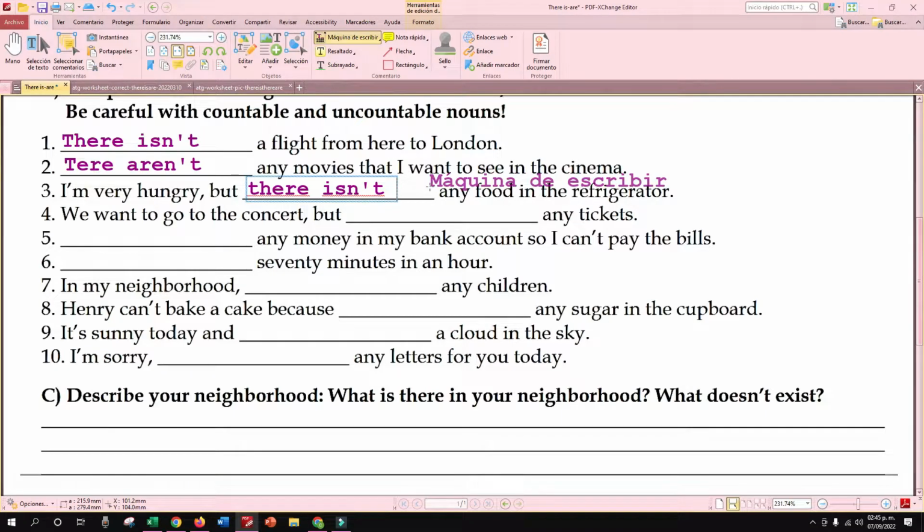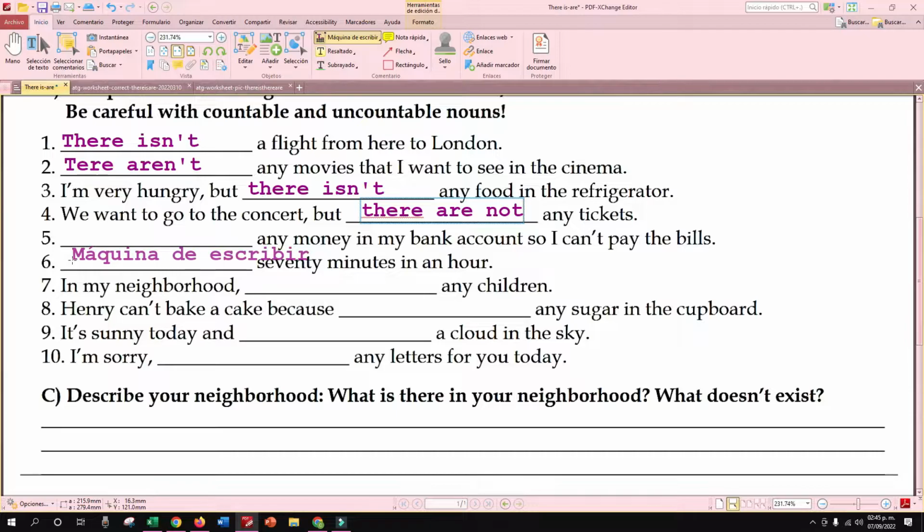So, we want to go to the concert, but any tickets? That is plural, right? Tickets. So, guys, here, how would you write this one? There, what? If you have tickets, are not, right? So, we want to go to the concert, but there aren't any tickets. Very good.